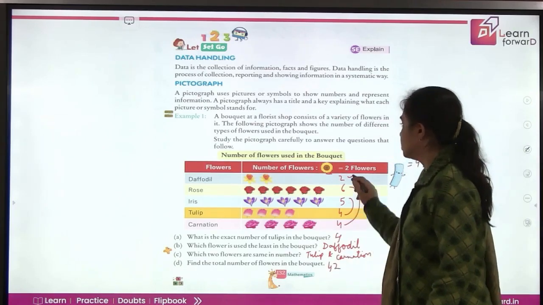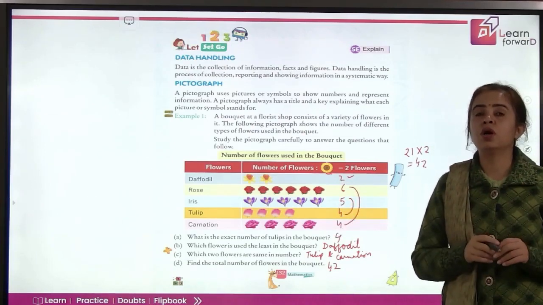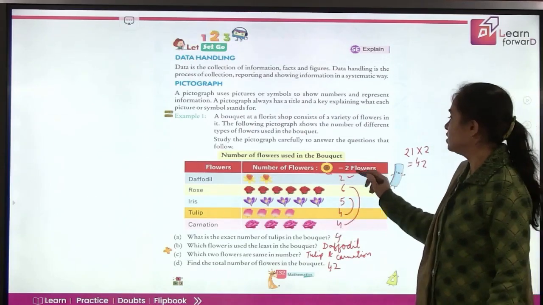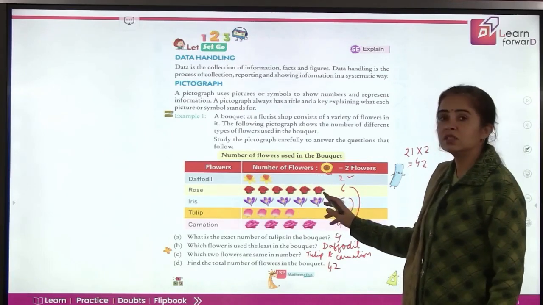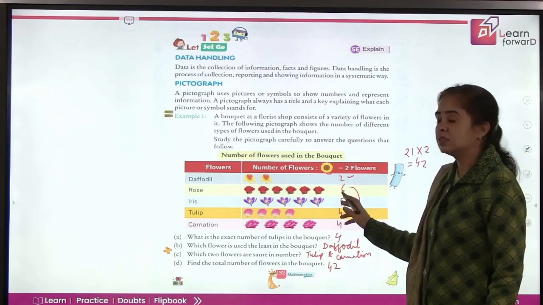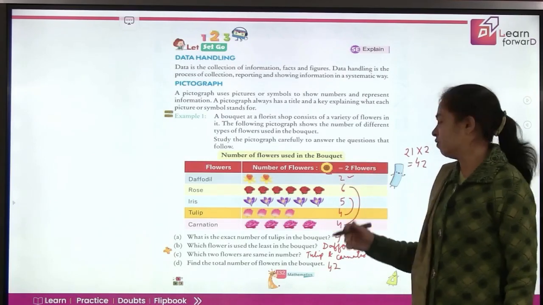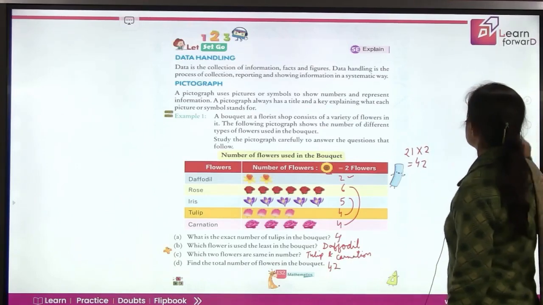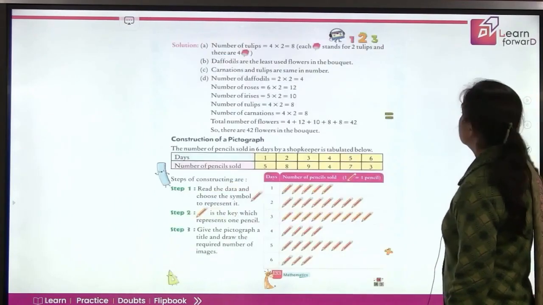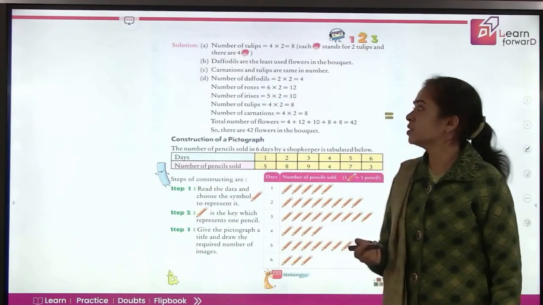So by using this scale, actually the number of pictures to be drawn is reduced. Otherwise, in place of 2, you would have drawn 4 pictures here. You would have drawn 6 into 2, 12 flowers here, like that. So we always use the scale for bigger values. So these are 42 flowers in all in the bouquet. So this is about pictographs where your information is shown in the form of pictures.